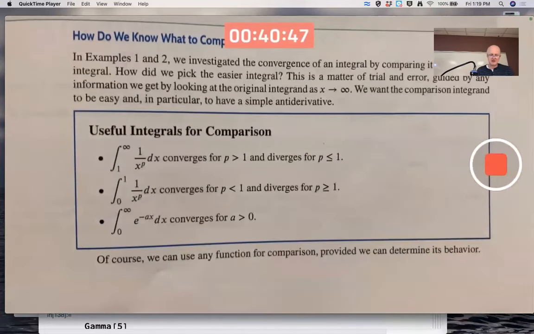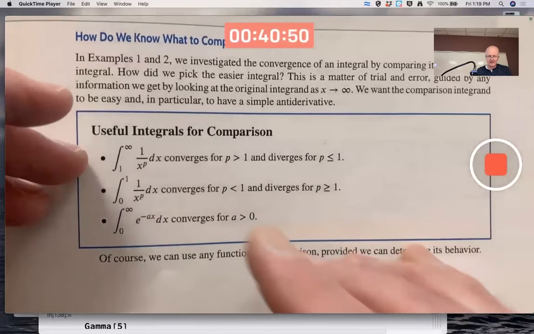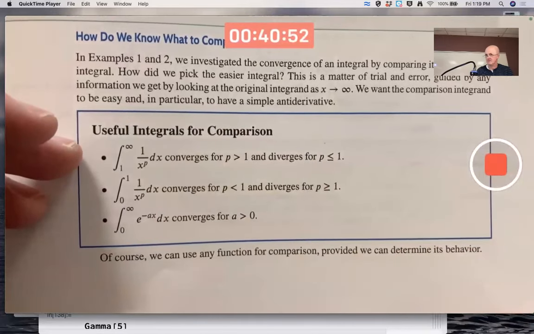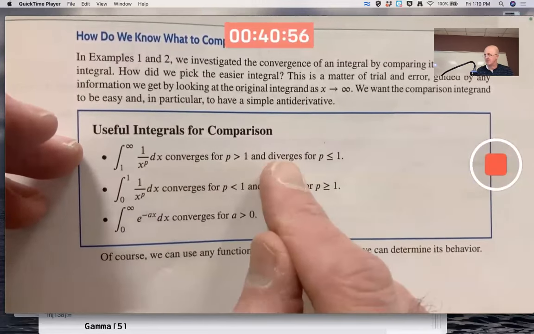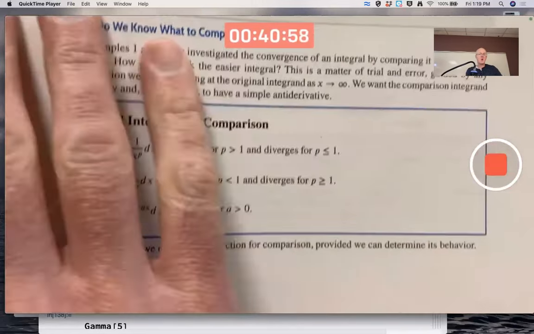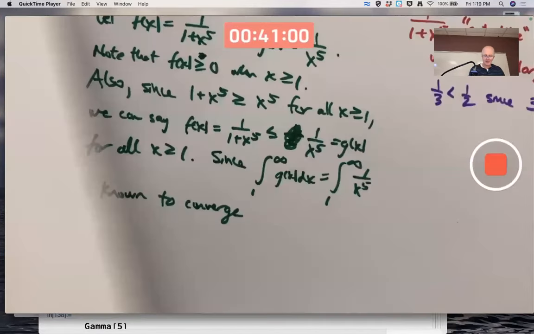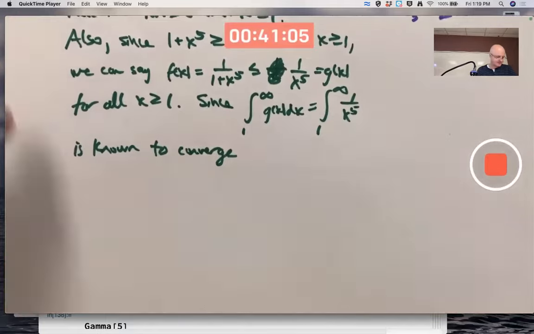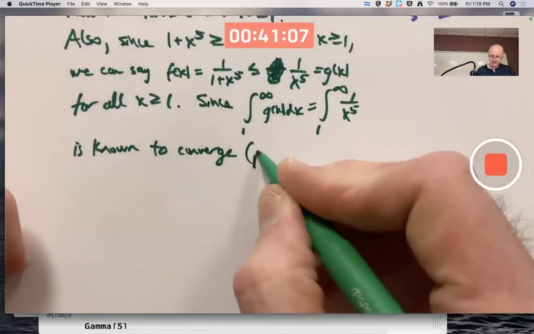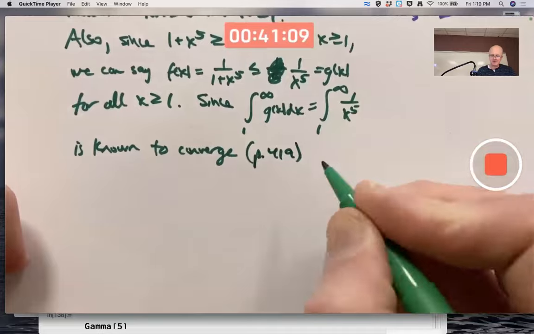So I'm going to use this here. For the example, we're doing p is 5. G of x is 1 over x to the 5th. So the p is 5. 5 is bigger than 1. We know this integral is known to converge. Page 419 if you want to reference.